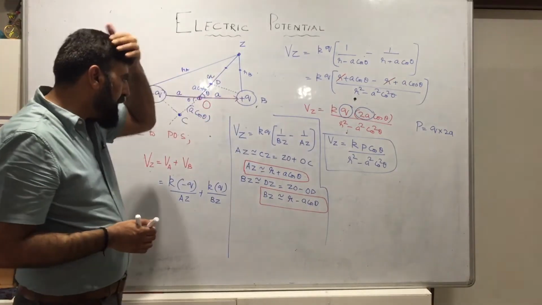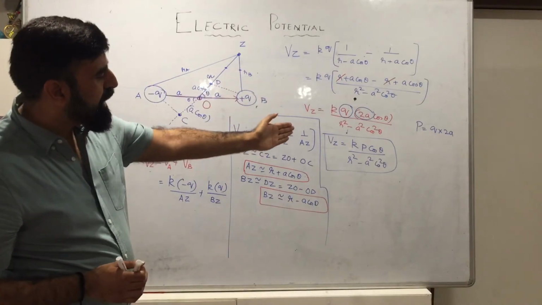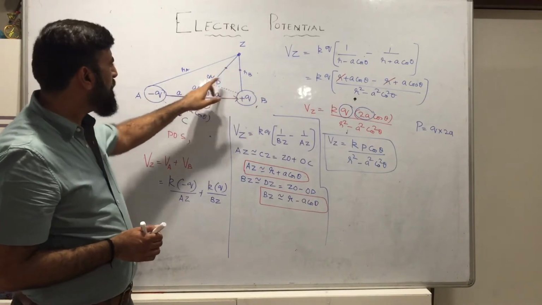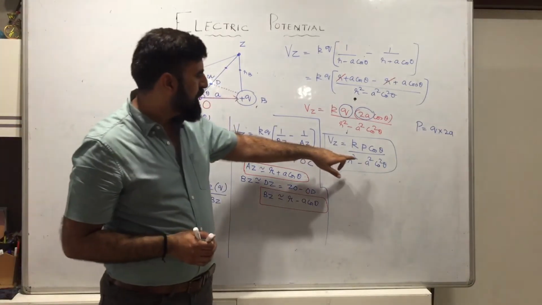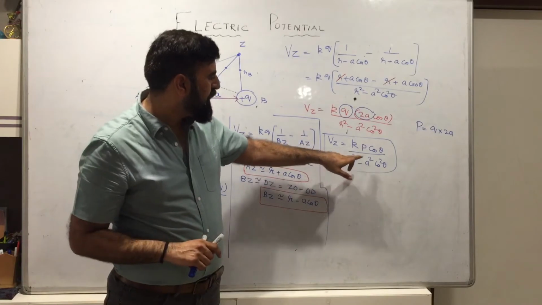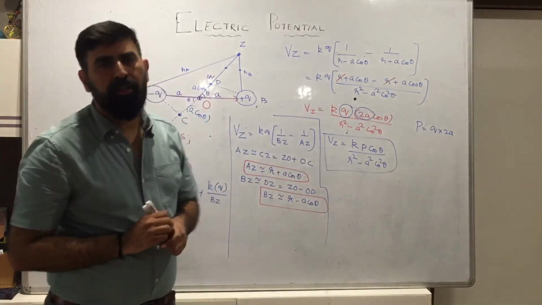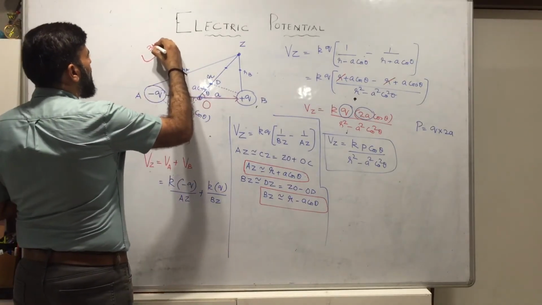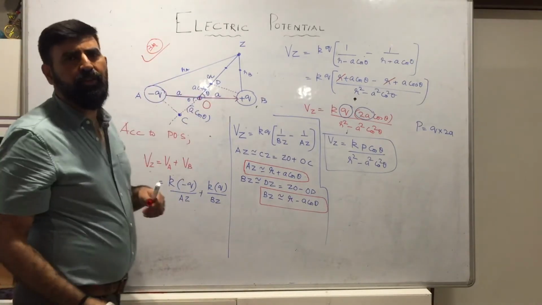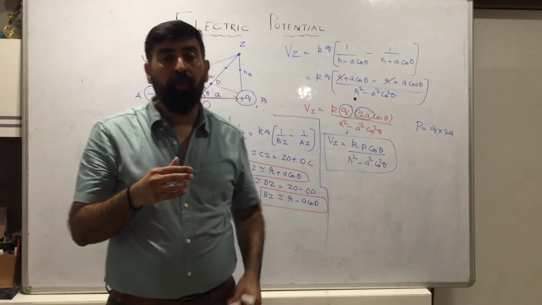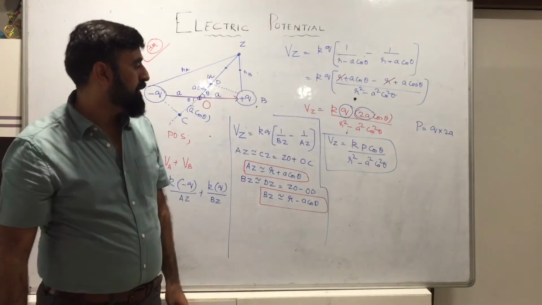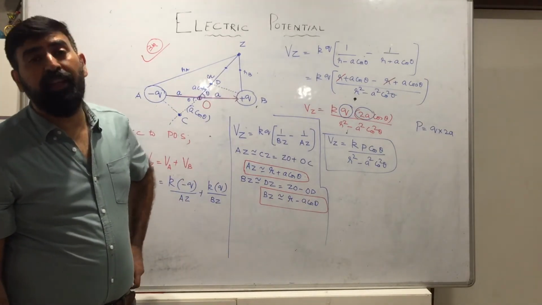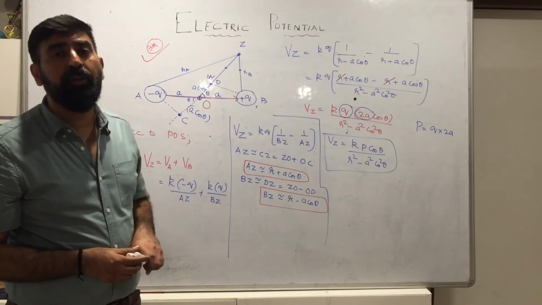So what I am getting here is VZ is equal to K into dipole moment into cos theta upon R square minus A square cos square theta. What is theta? Theta is the angle between R and the side 2A, the distance between the charges. So if you are lucky enough, you will get a direct 3-mark question in board exams, or they may not ask you directly potential at any point. They may ask you what is the potential on the axial line of a dipole, a 1-mark question. What is the potential on the axial line of a dipole?